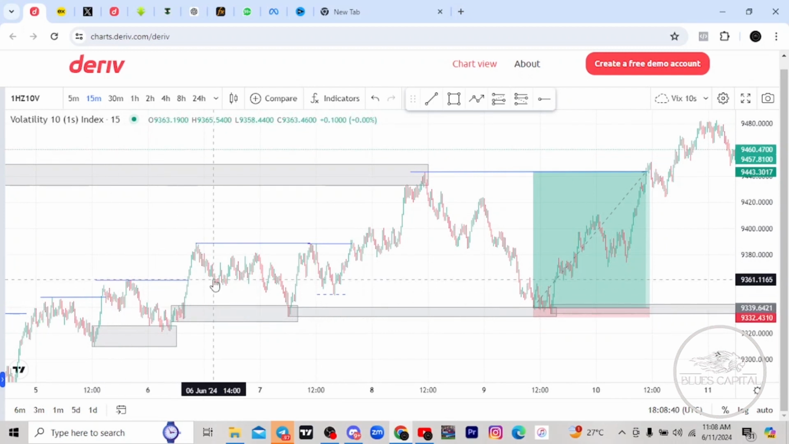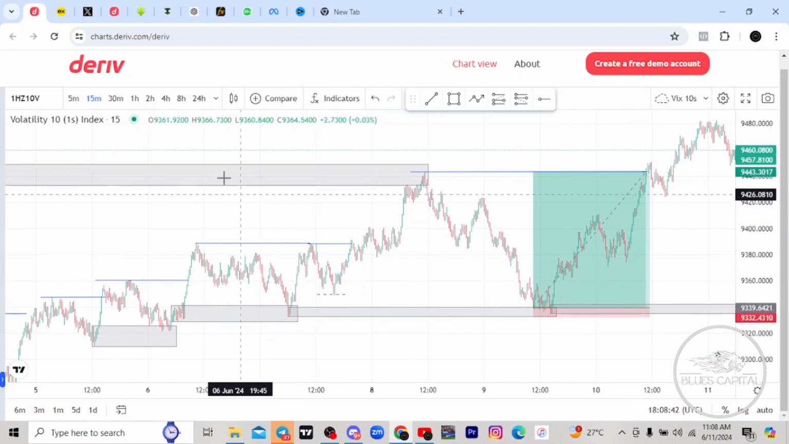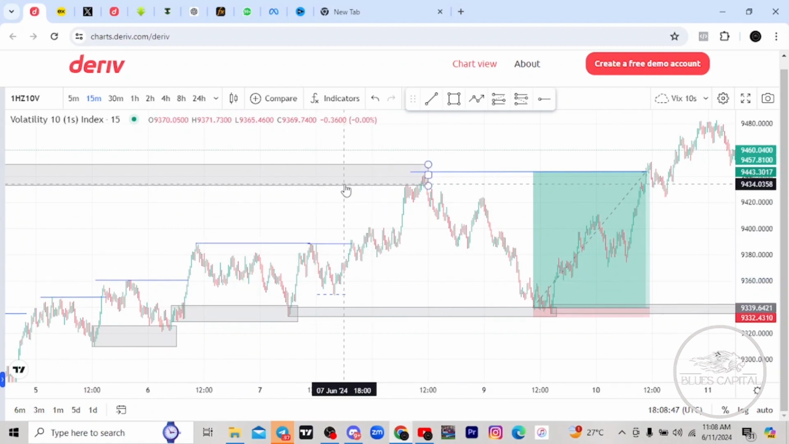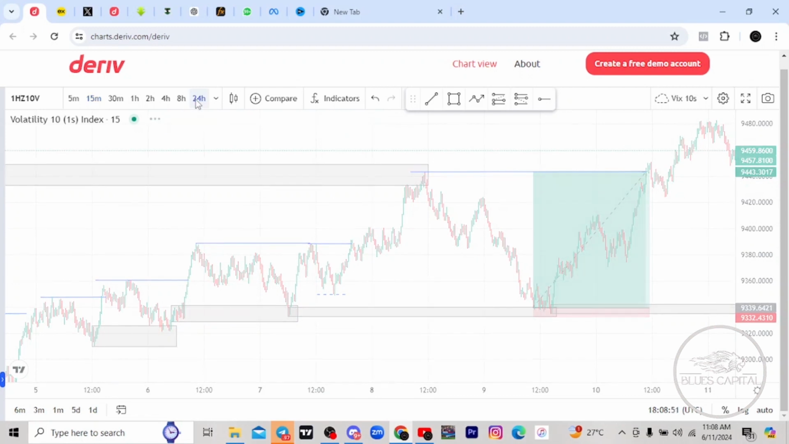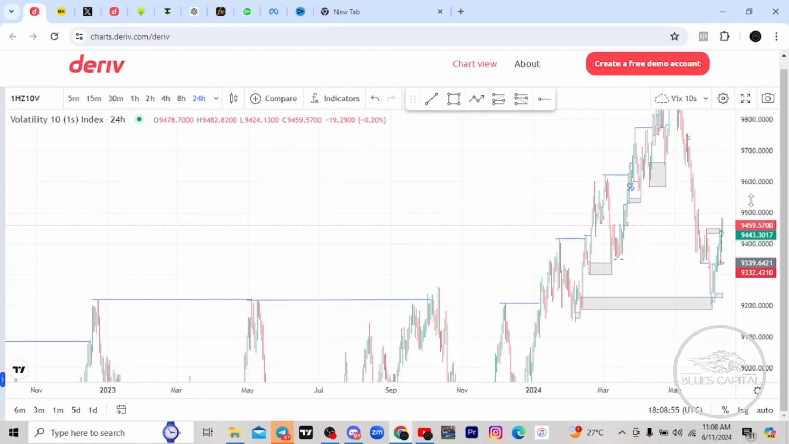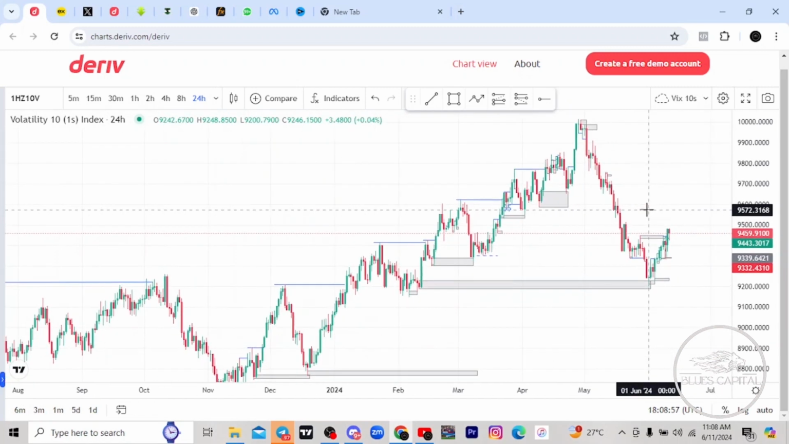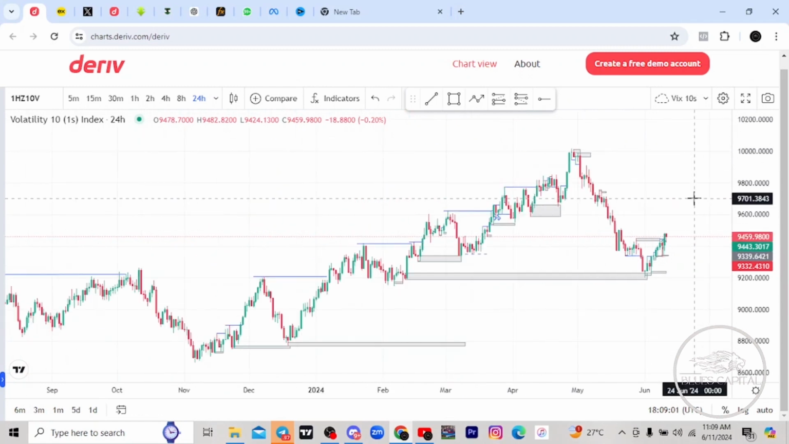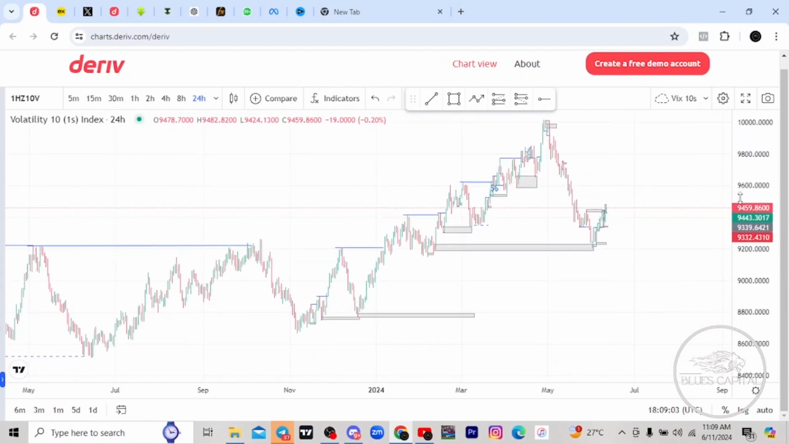So that's it. Let's see how I got this trade. That's how I got this entry. Starting from the high time frame, as usual, you have to do your top down analysis starting from 24 hours. So this is the 24 hours time frame. On the 24 hours time frame, I did what? The market is bullish.